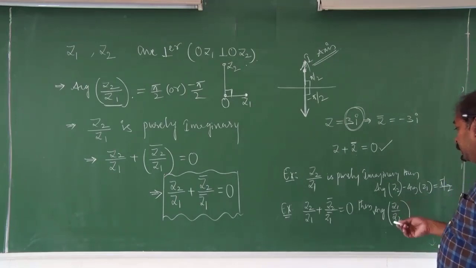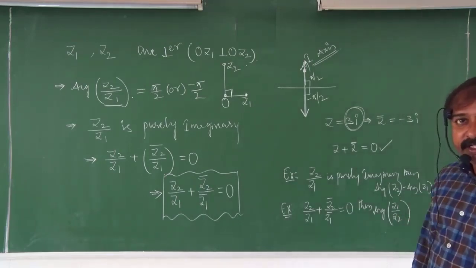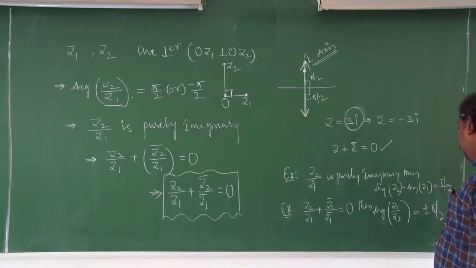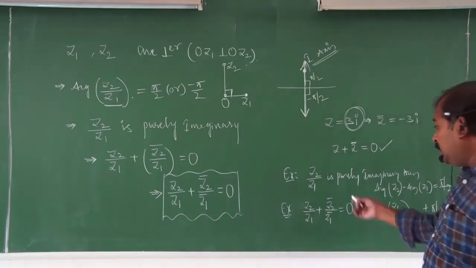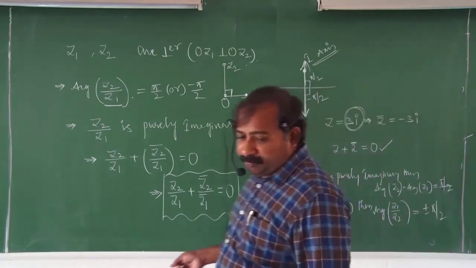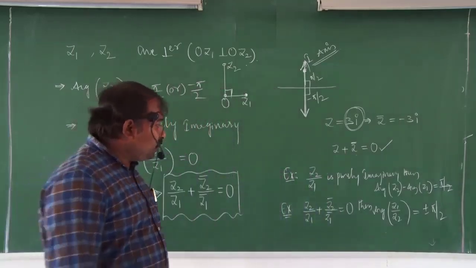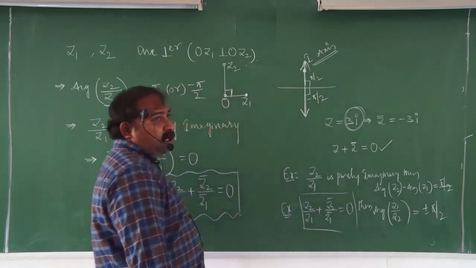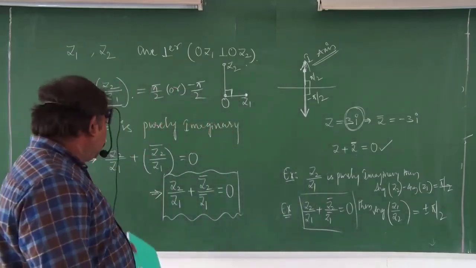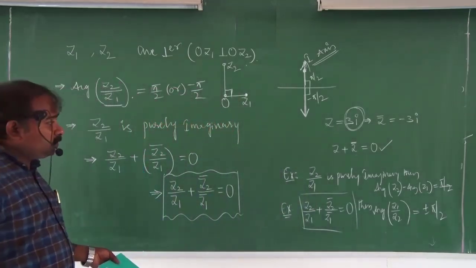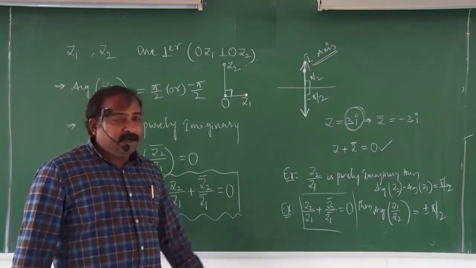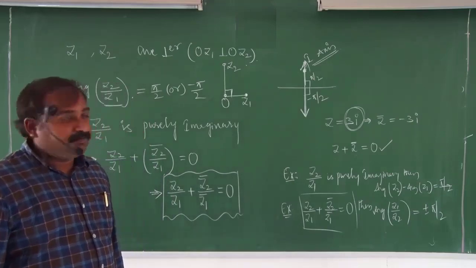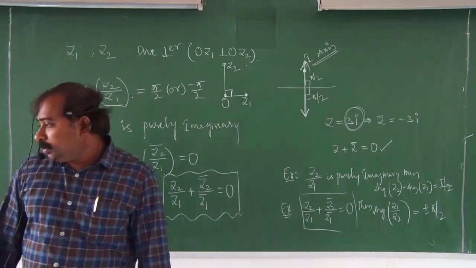What is the formula for argument of Z1 by Z2? Argument of Z1 minus argument of Z2, no? So what about this value also? Plus or minus pi by 2. So all these are simple points only, ma'am. But if you directly observe this result without knowing anything, maybe it will confuse you. So by understanding this concept, directly we can say the argument of Z1 by Z2 or argument of Z2 by Z1 is equal to plus or minus pi by 2. Okay.